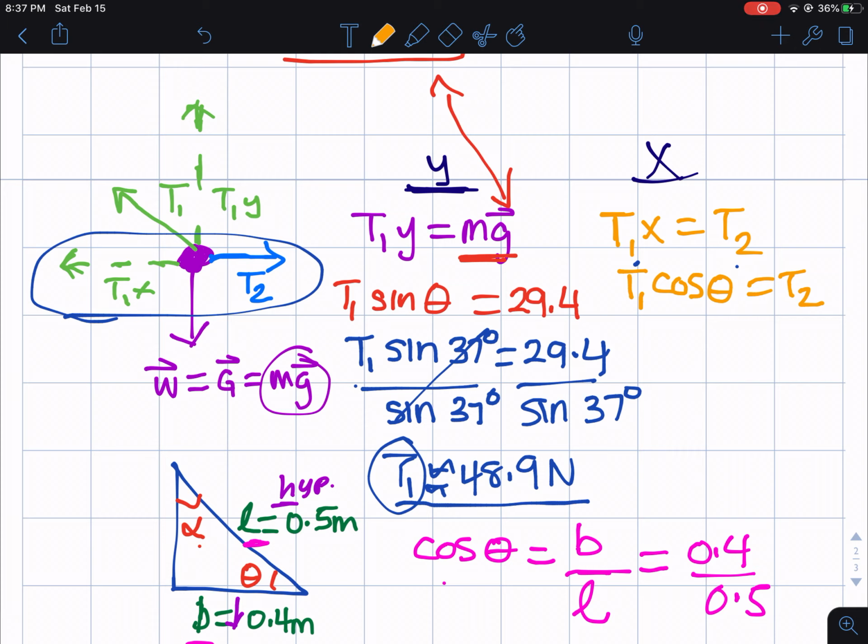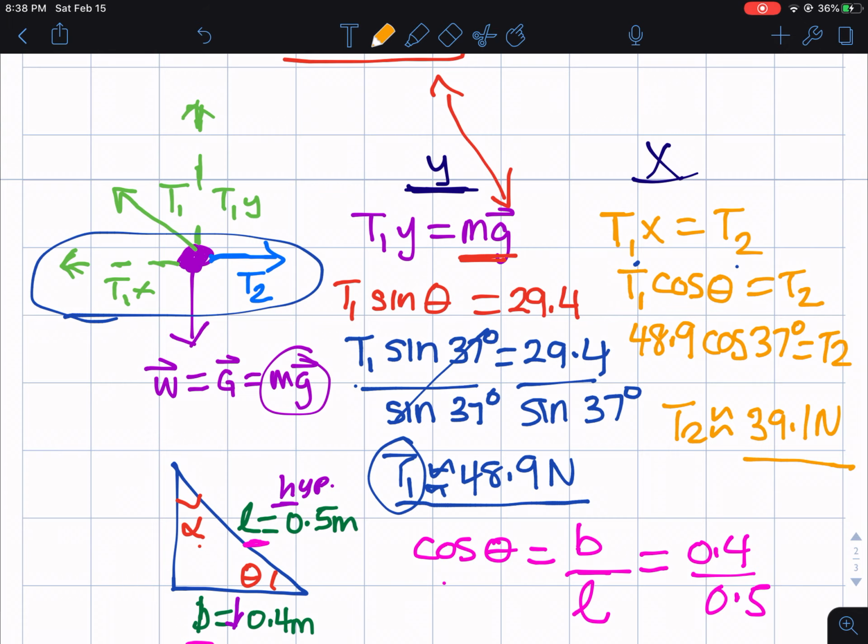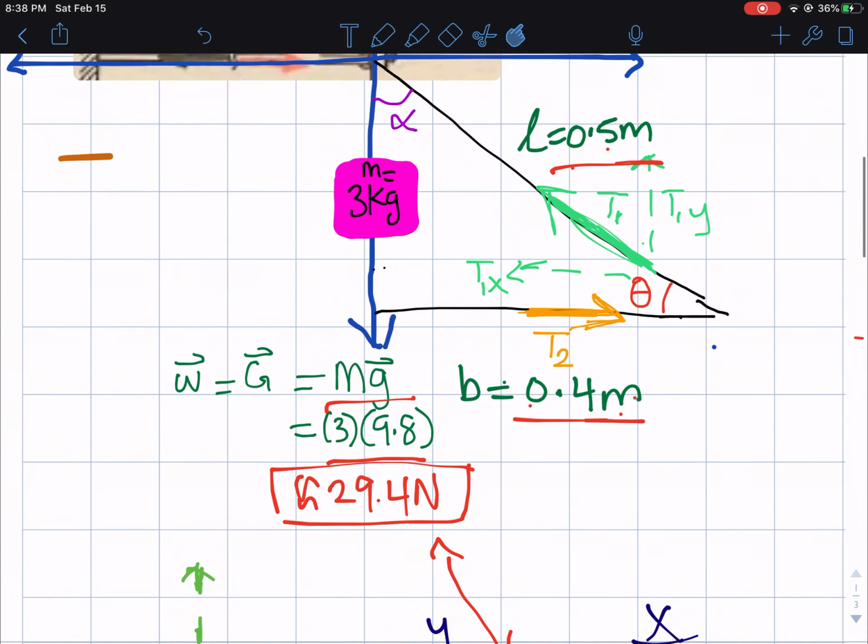Okay, so let's go back to the question. So now that we know T1 and we know theta, we can find T2, as you can see. So I can plug in T1, 48.9, times cosine of theta, which is 37, equals T2. When you put that into the calculator, you should get about 39.1 newtons, or about 40 newtons. Okay, so that is how I was able to solve this problem.